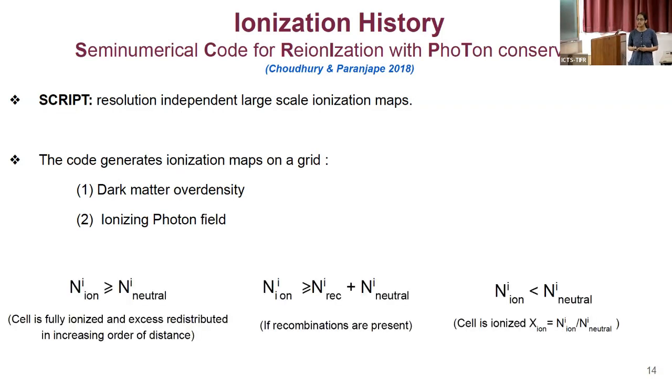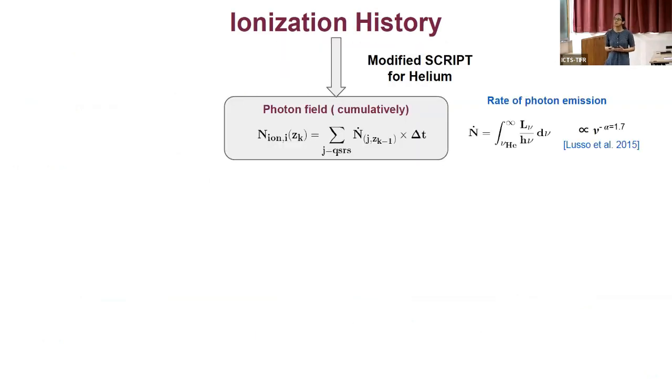Then in every grid cell, it counts the number of photons. If the number of photons is greater than the number of neutral species, in the original SCRIPT that is hydrogen, then we say the cell is fully ionized, and the excess photons are distributed in increasing order of distance. If we include recombinations, then similarly the neutral number increases by the number of recombinations. If the number of ionizing photons is less than the neutral species, we just assign an ionization fraction of N_i by N. So what we did was modify SCRIPT for helium.